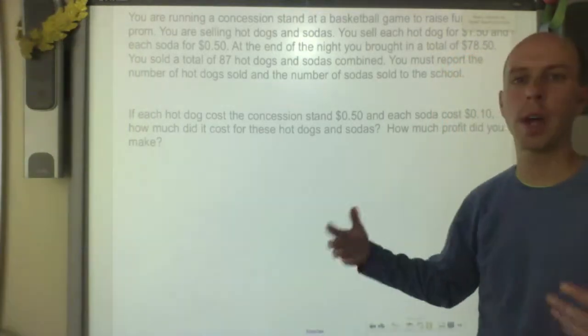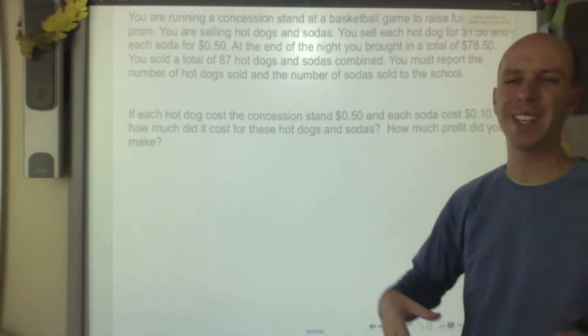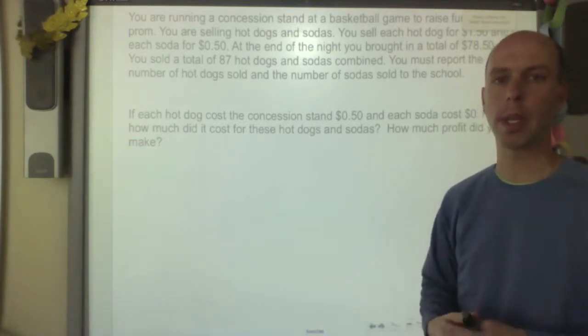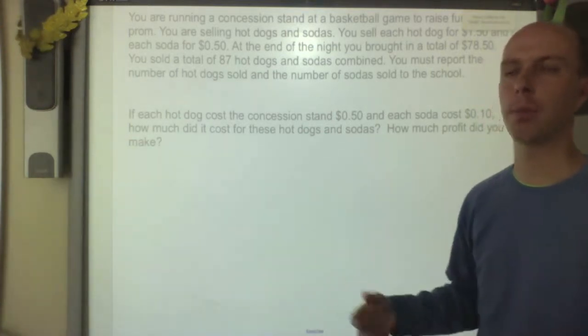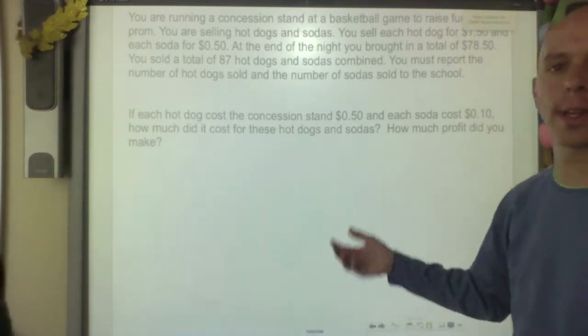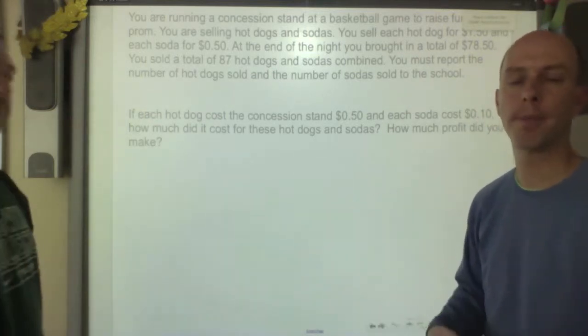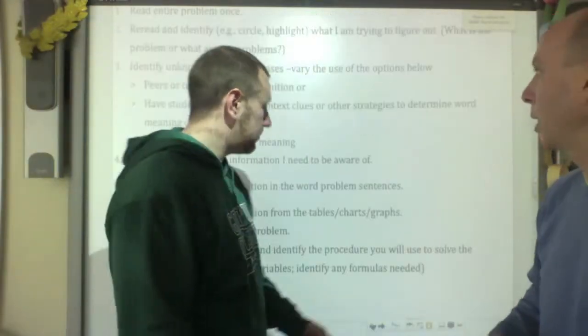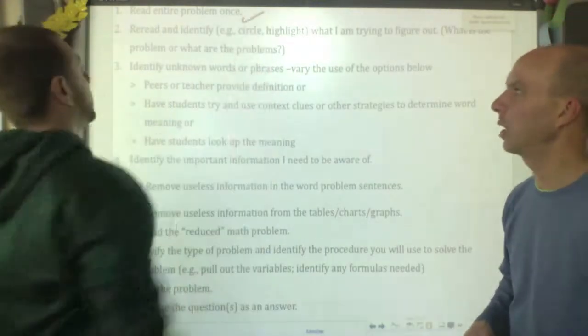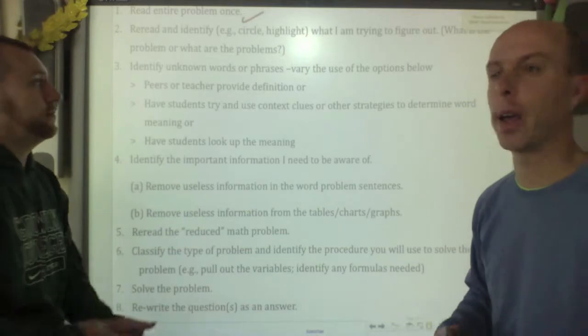The reason we do that right off the bat, read the whole problem, is just to get a general sense of the problem. What is the problem talking about? What does it mean? Here, we know we're selling hot dogs and sodas at a concession stand. We're trying to make money and see how much money we made. So that's the reason you did that first step. So first step, done.